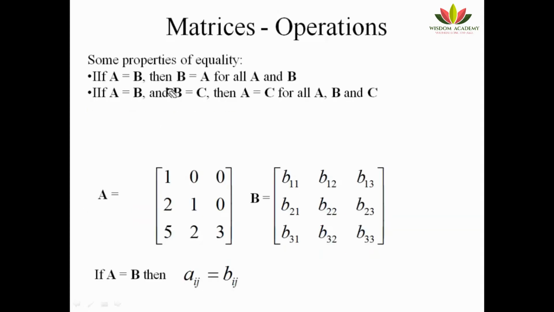So the properties of equality. If A is equal to B, then B will also be equal to A, right? Can you able to see the last slide? That is, A is equal to B, then B will also be equal to A. And similarly, if A is equal to B and B is equal to C, then obviously A and C will be equal. Okay?